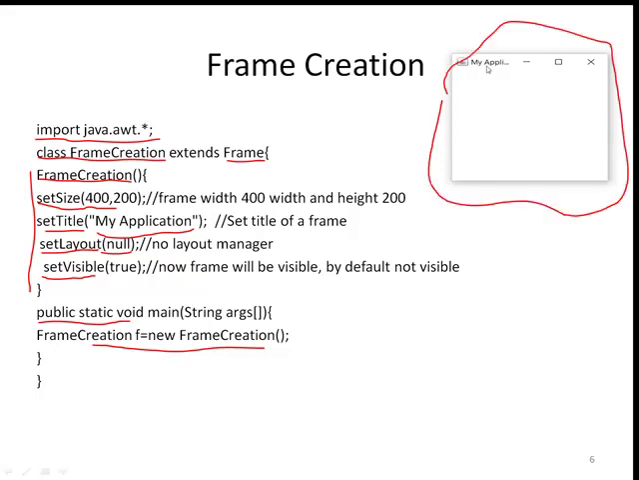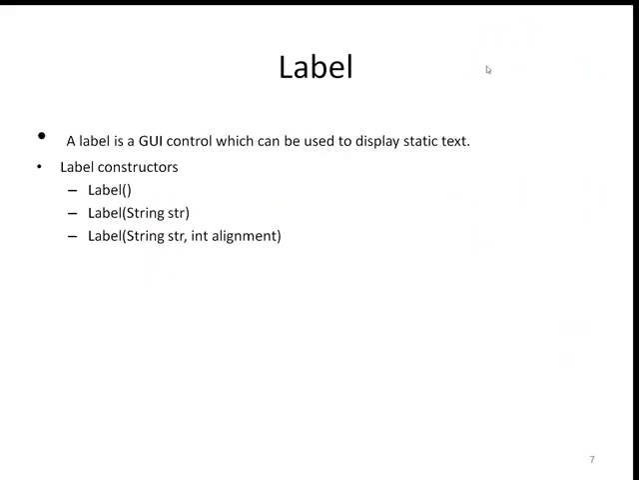Now I will explain some important components. First one is the label component. The Label class is used to create a label which can be used to display text information to the user, or a text before the text field, or an image. Here these are the label constructors.